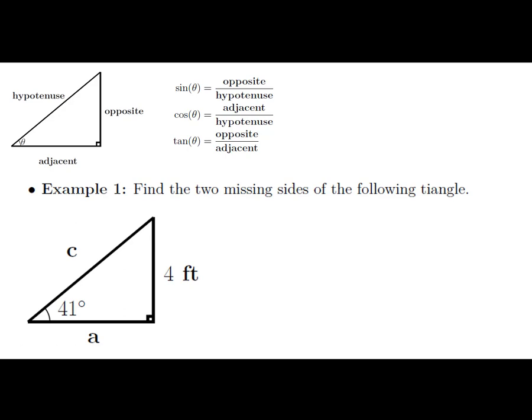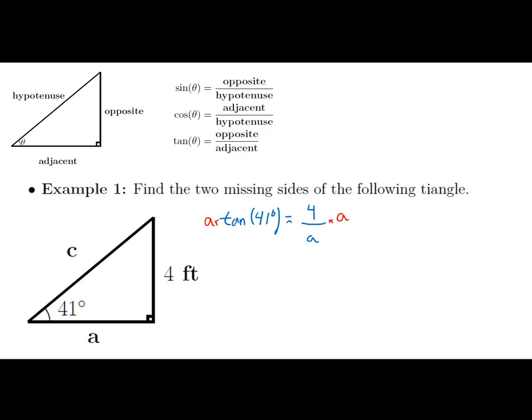Based upon what I know and what I want to know, I can see that the tangent is really the appropriate trigonometric function to use in order to figure out what A is, because I know that the tangent of 41 degrees has to equal the opposite, which is 4 feet, over the adjacent, which is A. Now, of course, I've got to get A all by itself, and if I currently have A in the denominator of a fraction, then I can start solving for A by first getting it out of the denominator. So let's multiply by A on both sides.